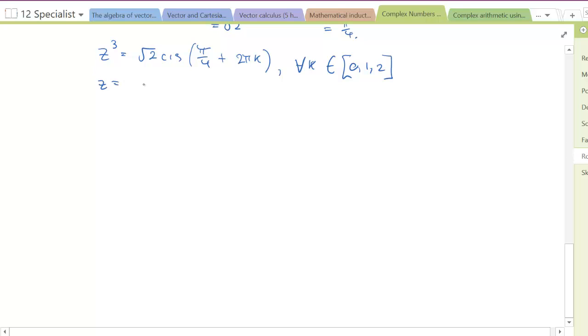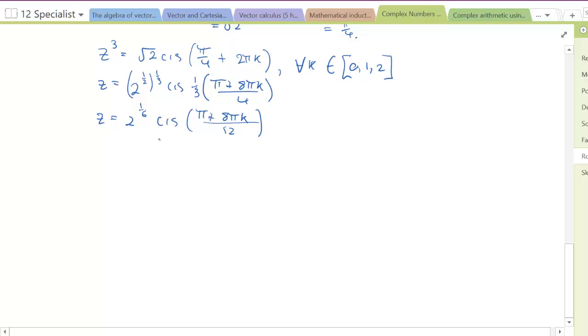Now when we isolate z, we think about the square root of 2 as 2 to the power of 1 half, to the power of 1/3, cis, and we've got 1/3 multiplied by pi on 4 plus 2 pi k. Now if we simplify this to get a common denominator, this is going to be pi plus 8 pi k all on 4, then it makes it a bit easier. So that means z is equal to 2 to the power of 1 on 6 cis pi plus 8 pi k all on 12.